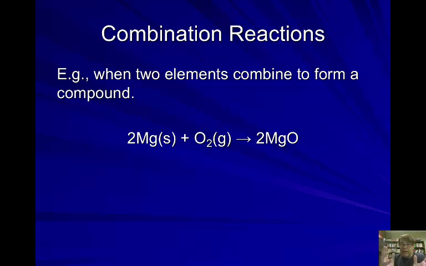I know this is hard, but when you take two things and you combine them, that's called a combination reaction. Don't freak out. You'll be able to handle it. In a few years you'll understand that.